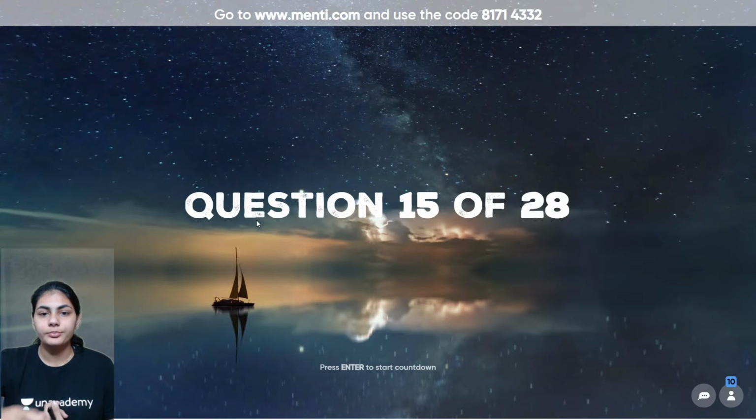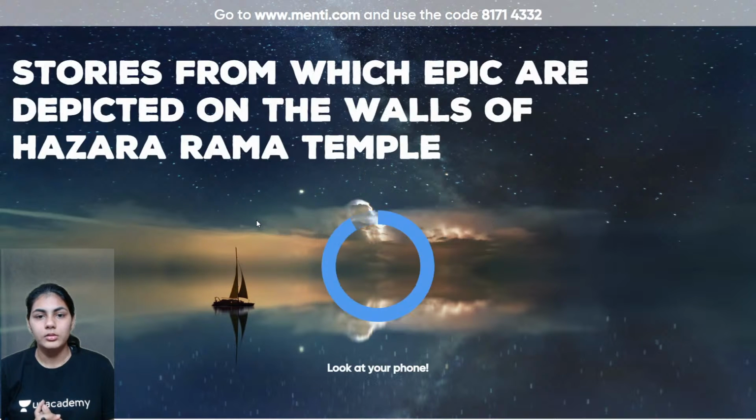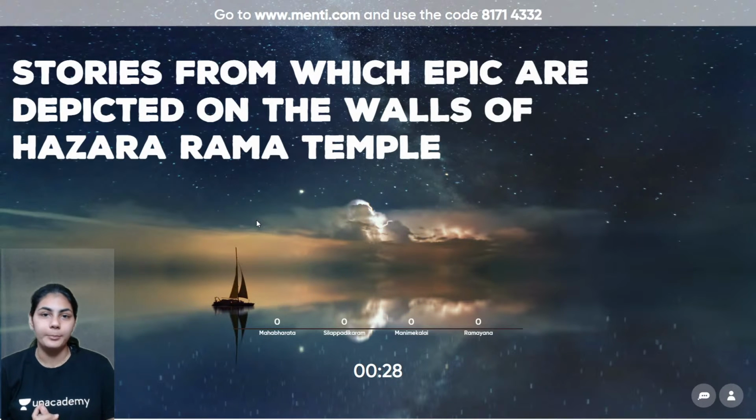Question 15. Stories from which epic are depicted on the walls of Hazara Rama temple? Is it Mahabharata? Is it Silapadikaram? Is it Mani Mekalai or Ramayana? The question is, stories from which of the following epics are depicted on the walls of Hazara Rama temple?